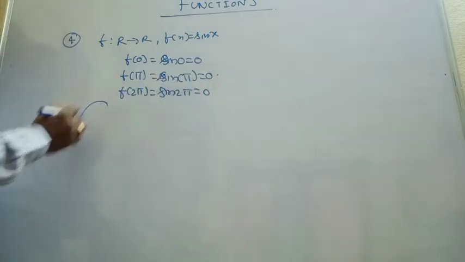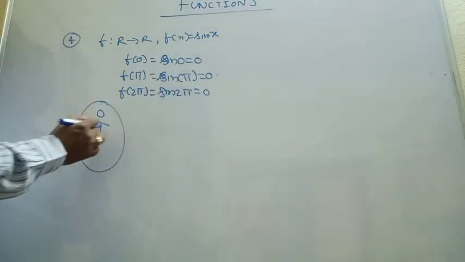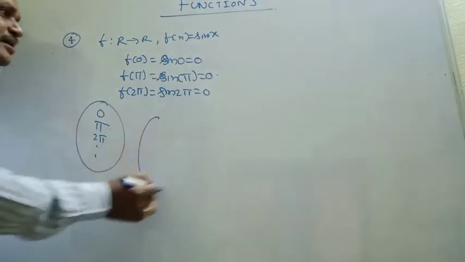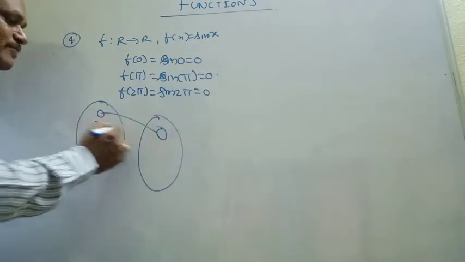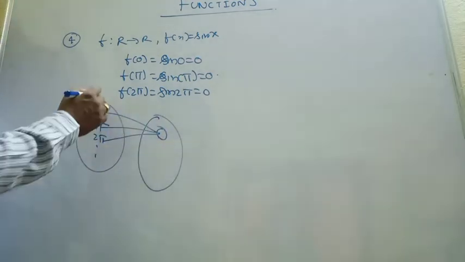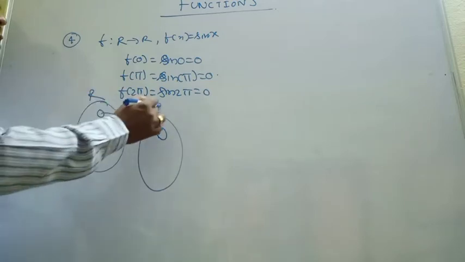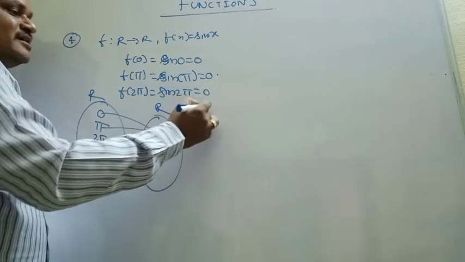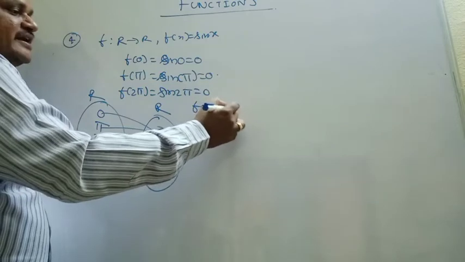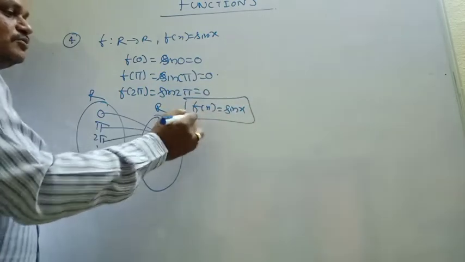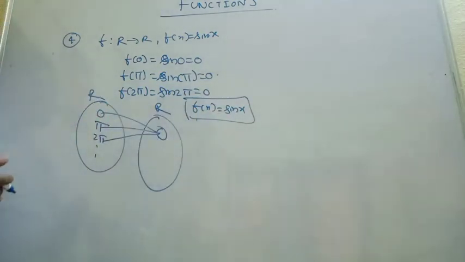That means different elements you see here, 0, pi, 2 pi, like that, are all mapping with 0. Because this is real numbers and this is real numbers, and the rule is nothing but f of x is equal to sin x. Therefore, it is not a one-one function.